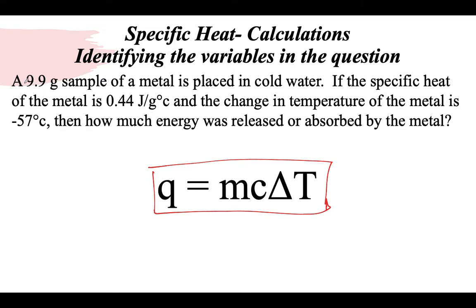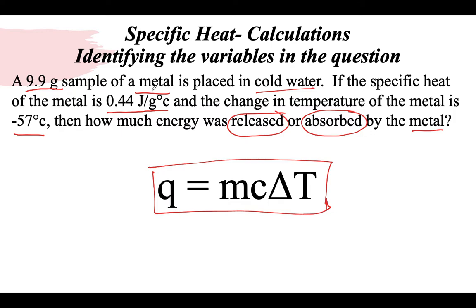It says, a 9.9 gram sample of metal is placed in cold water. If the specific heat capacity of the metal is 0.44 joules per gram degree Celsius, and the change in temperature of the metal is negative 57 degrees Celsius, how much energy was released or absorbed by the metal?